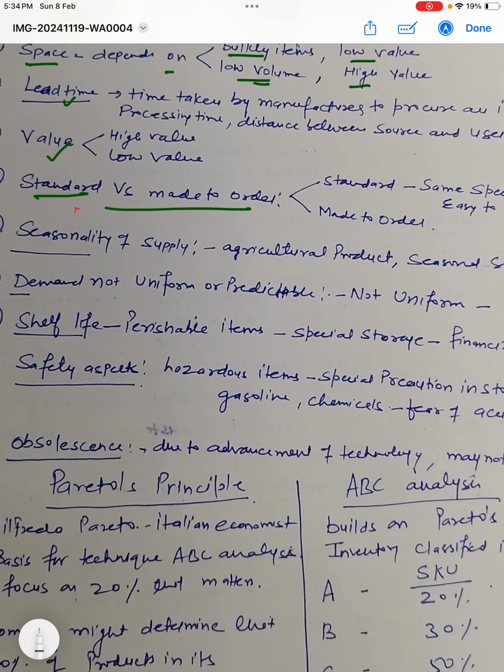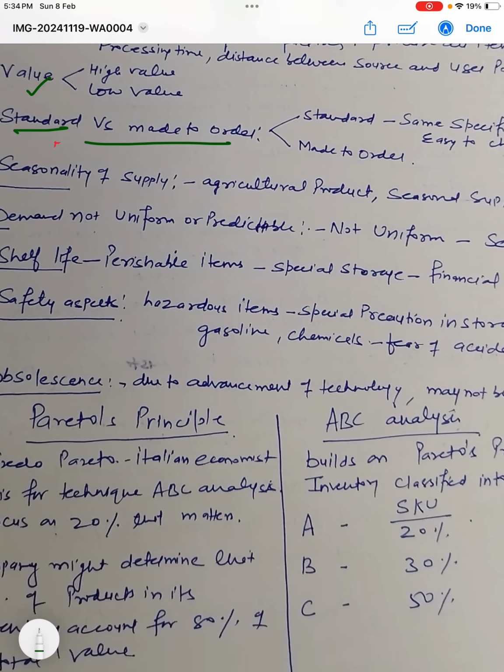Shelf life: if the product has less shelf life, it's perishable in nature, and I cannot afford to keep more inventory, like fruits and vegetables. But if a product is durable, of course I can afford to keep more inventory. Safety aspects: if the product is hazardous and you need to take special precautions for the item, then please don't keep high inventory. We keep limited inventory for such products which are hazardous.